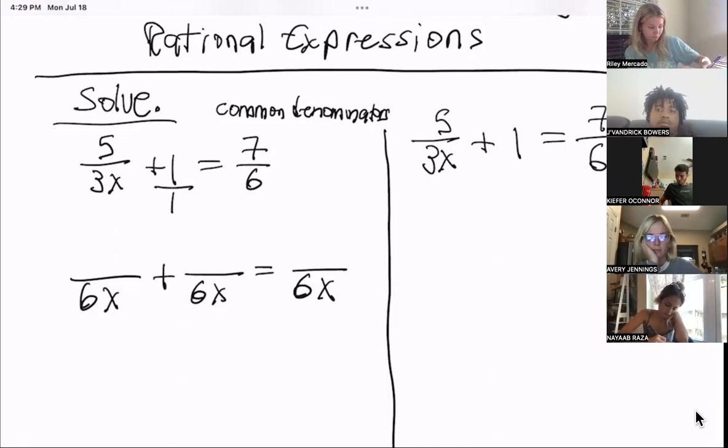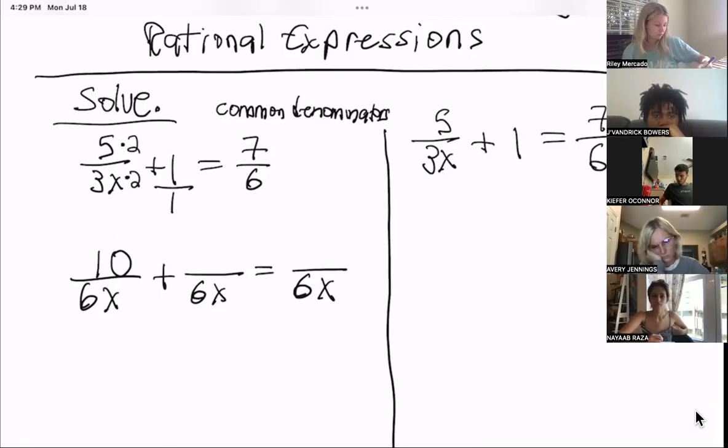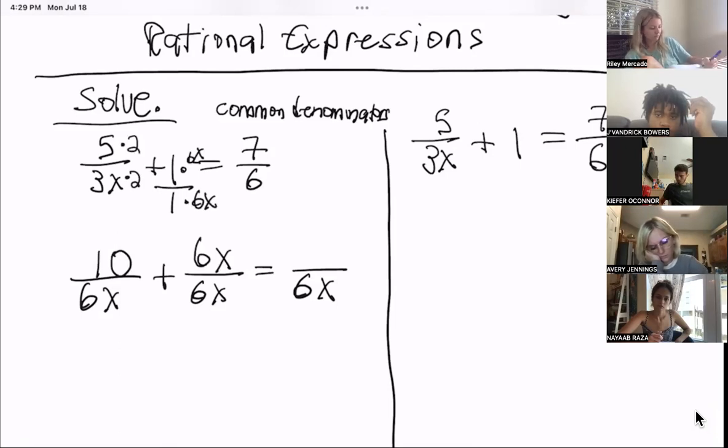Okay, so I need 6x. I have 3x, which means I got to multiply this one by 2, which means I multiply that by 2, which makes 10. I need 6x. I have 1, which means I multiply by 6x, and I get 6x, which makes sense because 6x divided by 6x is 1. I need 6x, I have 6. That means I gotta multiply this by x and multiply that by x, and I get 7x.